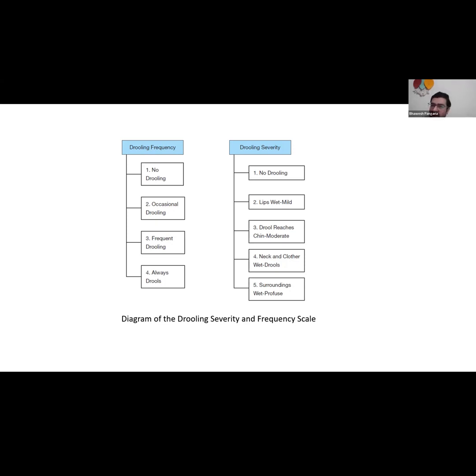On the severity part, grade 1 is no drooling. Grade 2 will be lips wet, that is mild. Grade 3 will be drool reaches chin, that will be moderate. Severity 4 will be neck and clothes are wet, and severity 5 will be surrounding areas are also wet. So this is one of the scales which will be used for the assessment of sialorrhea.